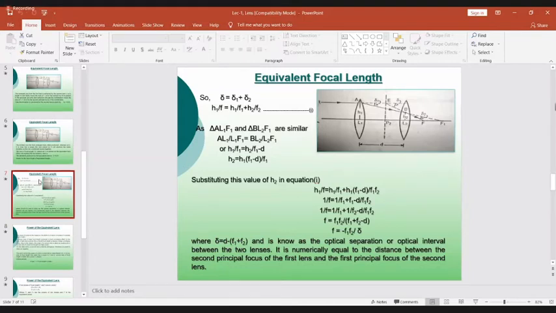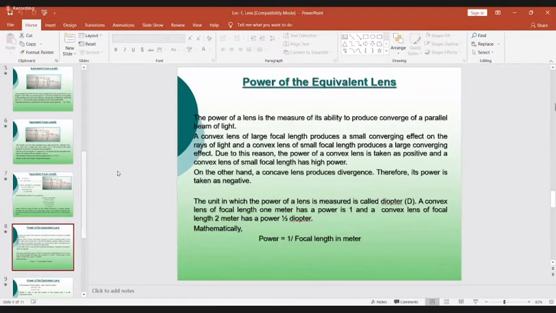Okay, one thing is very important. Power is equal to 1 divided by focal length in meter. Yes, that is, you always have to calculate the power in meter. You may get this type of math related with the power, so you have to convert the focal length in meter, otherwise the answer will be wrong. And what is the unit of power? Diopter. Yes, it is the diopter.